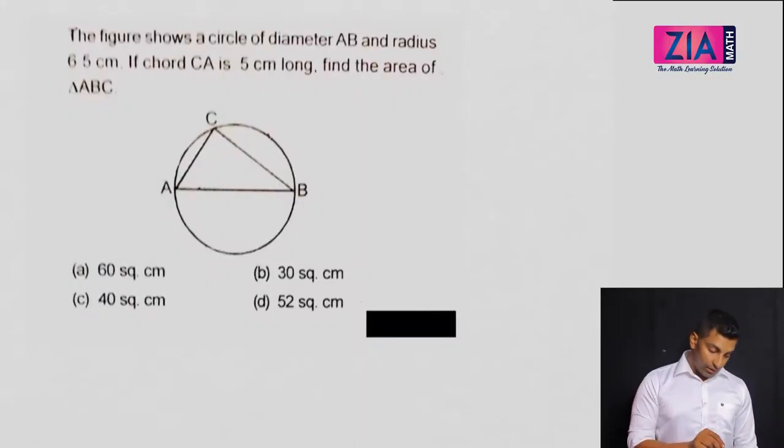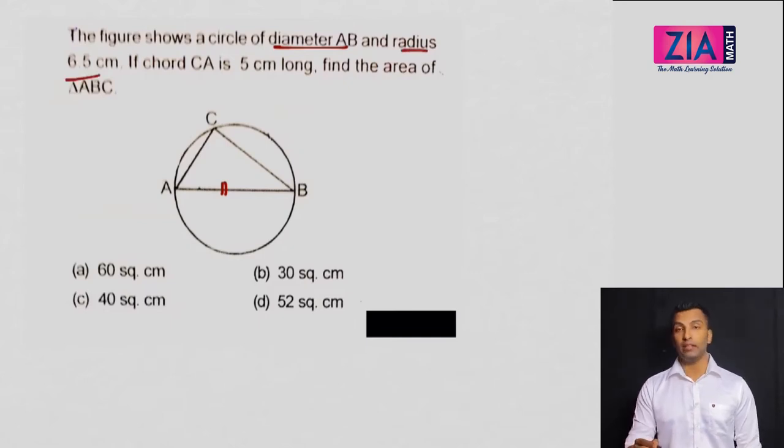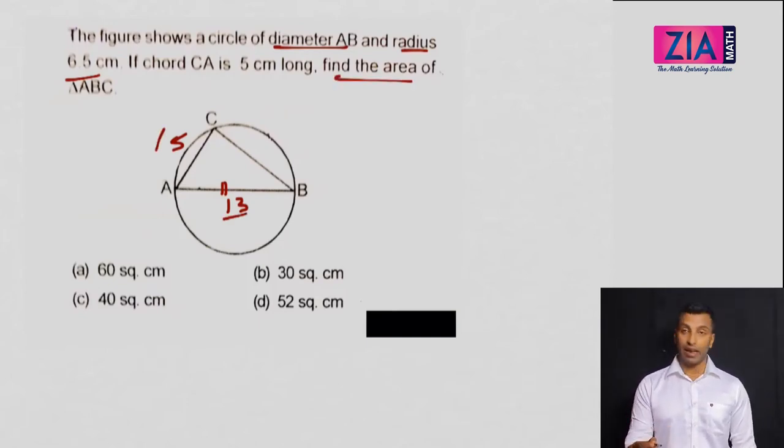So how will you solve this question? What is given? Diameter is AB, and radius is given as 6.5. So the diameter is directly 13. Then chord CA is given as 5 centimeters. So this is 13, this is 5. What you need to find is the area of the triangle. So if you get this, you can find the area.